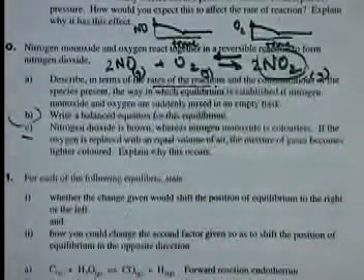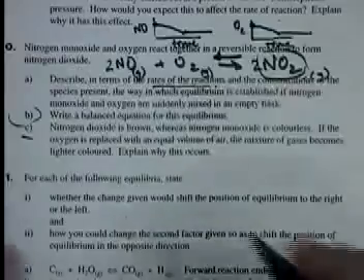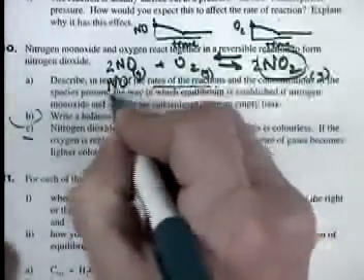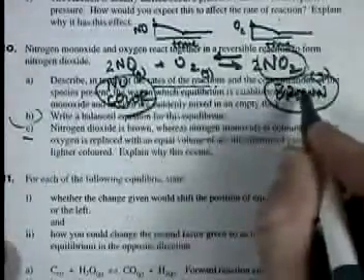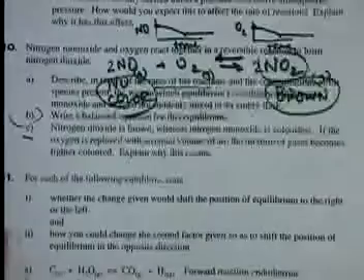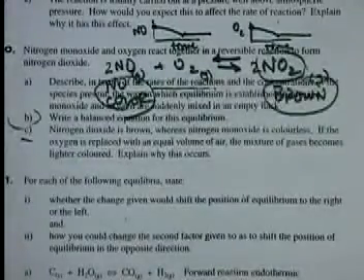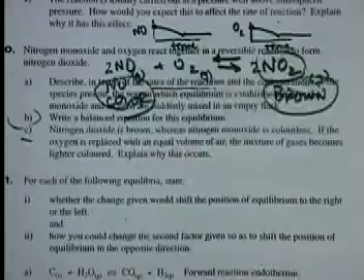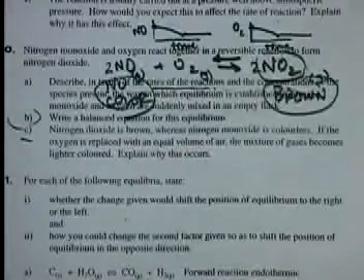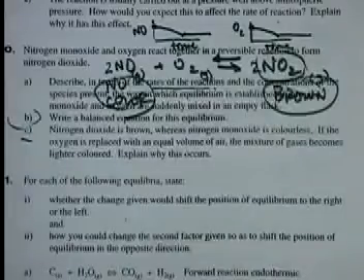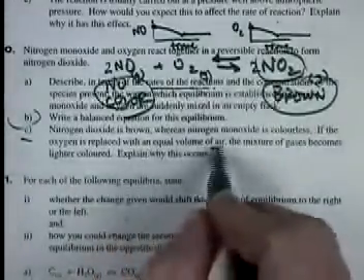And then letter C, nitrogen dioxide is brown, whereas nitrogen monoxide is colorless. So this side has no color, and this side over here is brown. All right, if the oxygen is replaced with an equal volume of air, the mixture of gases becomes lighter colored. Explain why this occurs. Well, we replaced it with air.